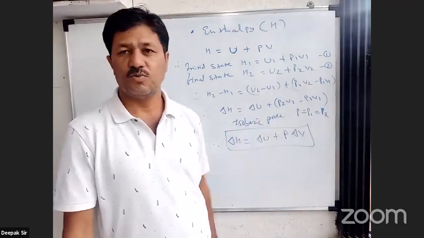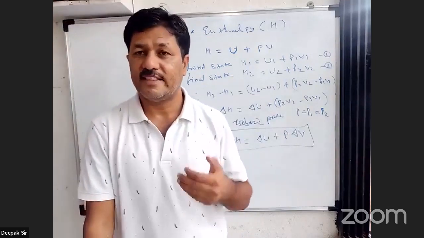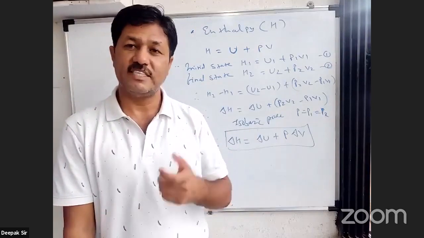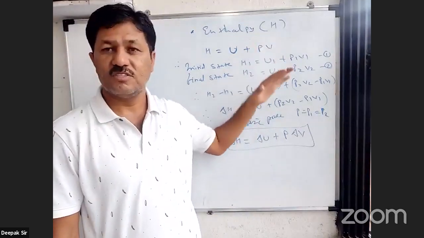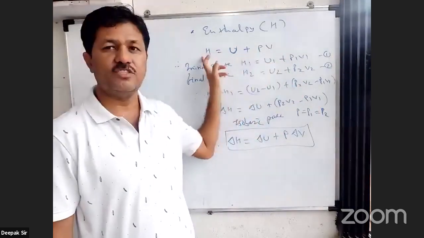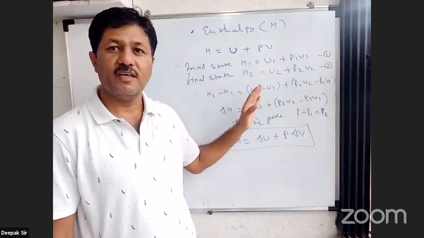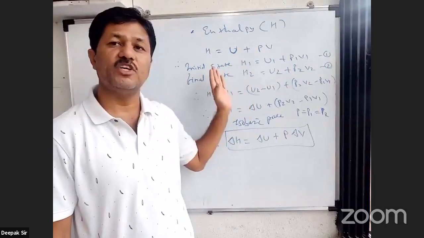So once again, what is the definition of enthalpy? Enthalpy is the total energy content of the system, including its internal energy and pressure-volume type of energy. This is the statement, and based on the statement, we have the mathematical form: H is equal to U plus PV. The problem here is that we can't measure internal energy, therefore we take the change in internal energy.